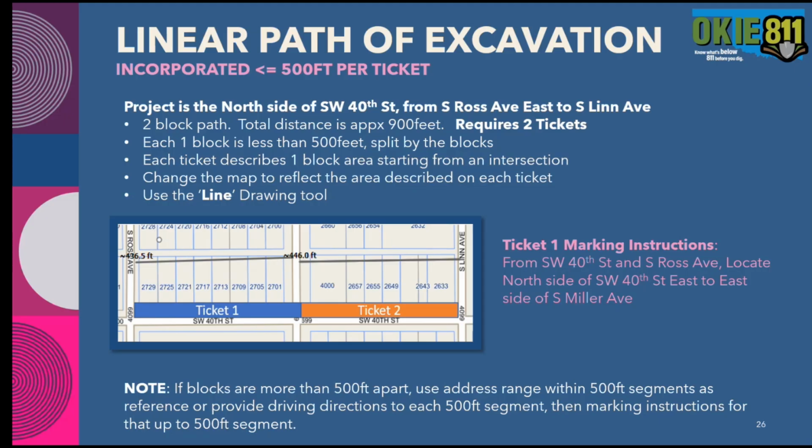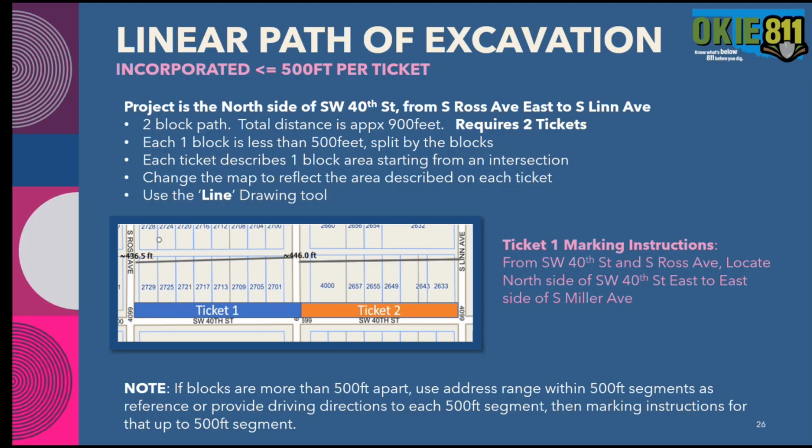So in your example, ticket 1, the marking instructions would be something like: from the intersection of Southwest 40th Street and South Ross Avenue, locate the north side of Southwest 40th Street east to the east side of South Miller Avenue. If you're crossing that road, you'll want to state that. And then your second ticket would pick up where you left off and go east to Lynn Avenue.